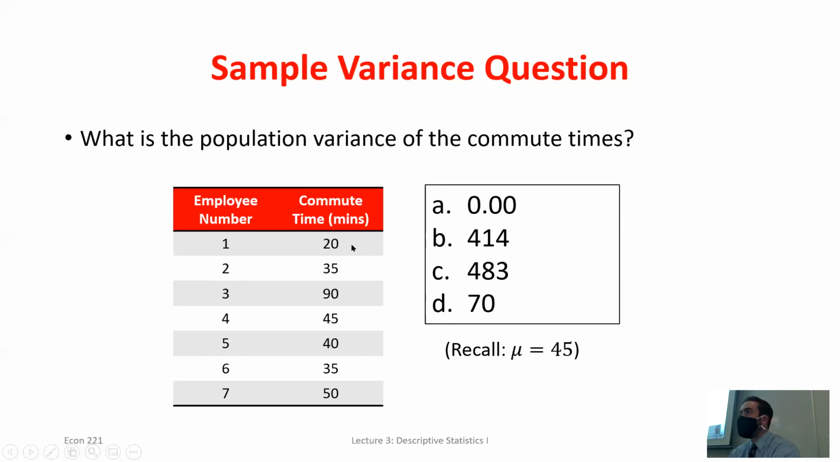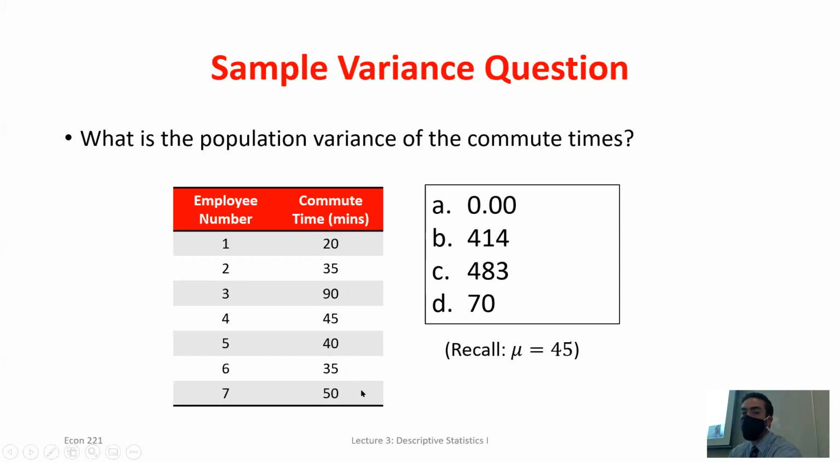So what process do I do? I start with the first observation. I go 20 minus 45, square that value. So I think negative 25 squared is 625 maybe. Write that number down. If I'm doing this by hand, I would even suggest creating a column right next to the variable that you're trying to find the variance of, and just write that number in. 625. Go to the next observation. 35 minus 45. So negative 10 squared is 100. Write that down. Go ahead and do that for every single observation.